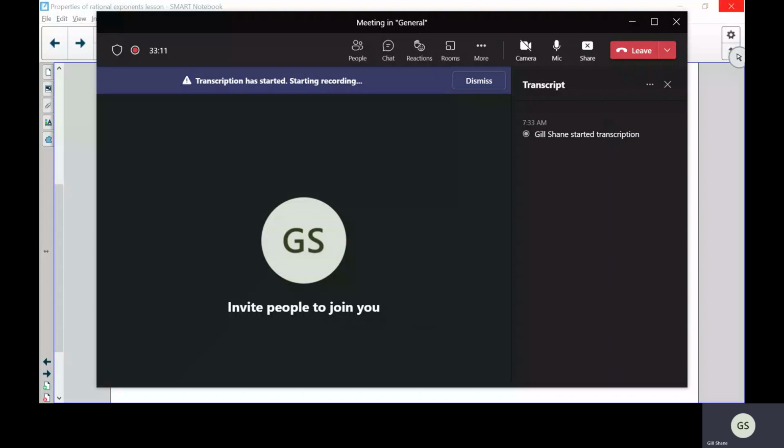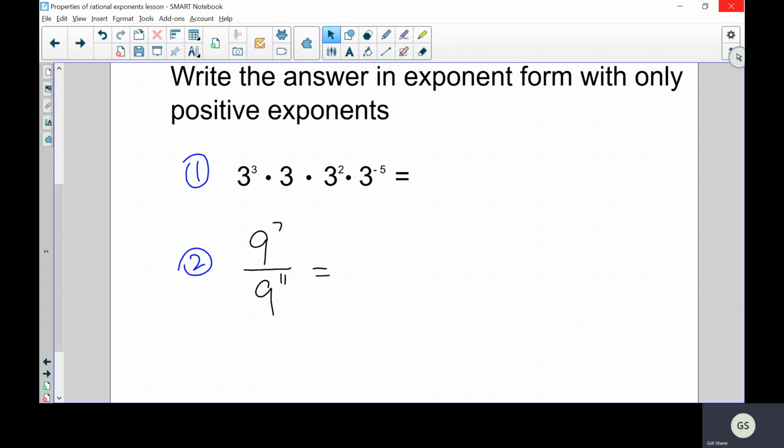All right, so these two rules made up probably a third of the test. Just these two rules. First rule is what rule?